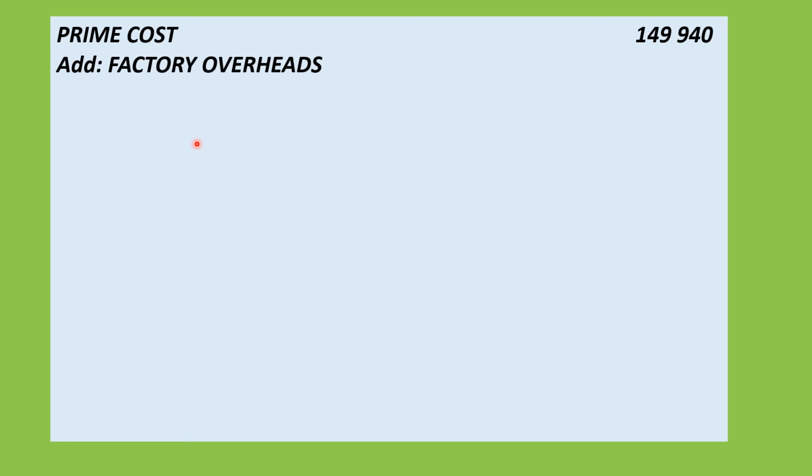Okay, so we start back on this slide where we left off on the last slide, with the prime cost of 149,940. I'll show you that the thing is continuous. Then to that we will add the factory overheads. Notice again I put it in capitals because that's one of the things we might be asked for.